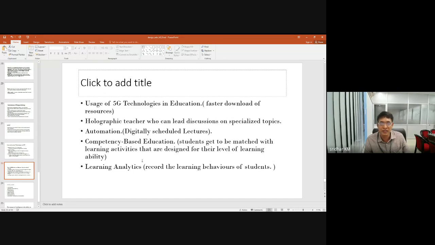Competency-based education. This is that students get to be matched with learning activities that are designed for their level of learning ability. We cannot teach a very critical topic unless the student understands the basics. So based on the competency of each and every student, the education is customized. So competency-based education is also important.